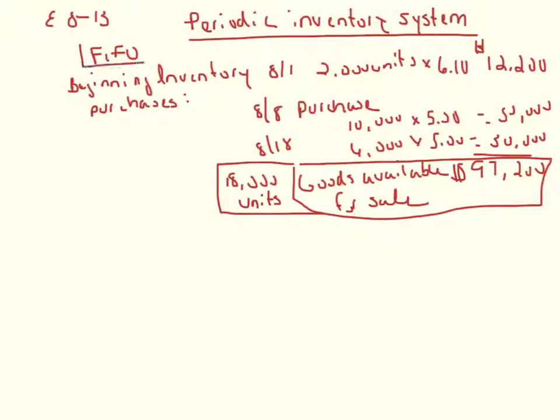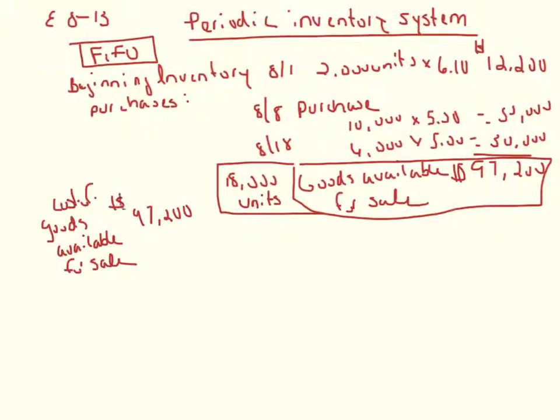Now we're focused on FIFO here. And the problem is asking us to come up with what our cost of goods sold would be on the income statement and what our inventory would be on the balance sheet. So first, let's set this up. We have our cost of goods available for sale of 97,200. Right? We solved that right over here.